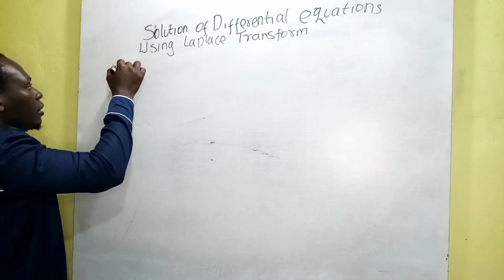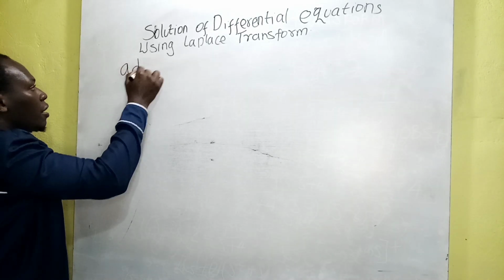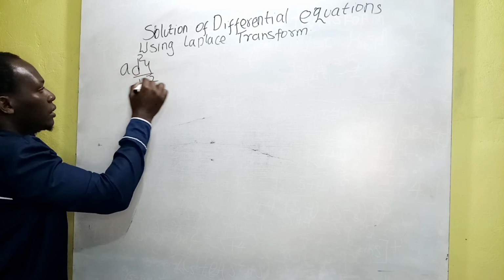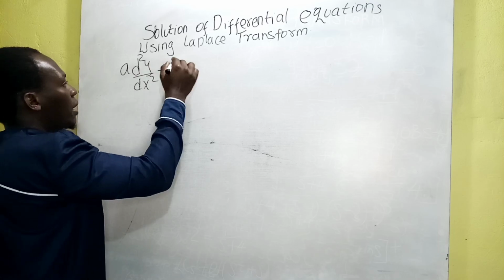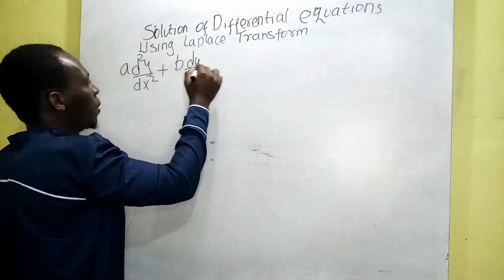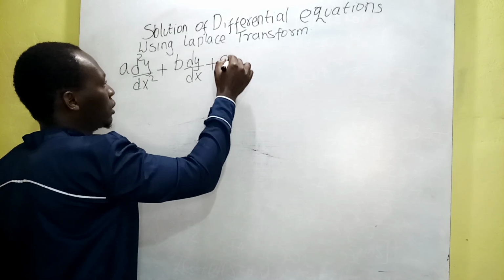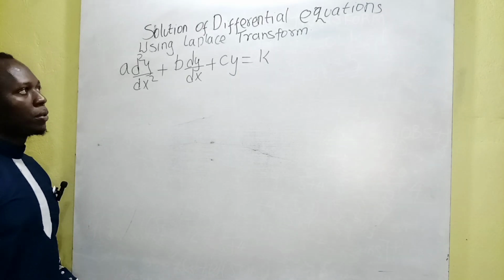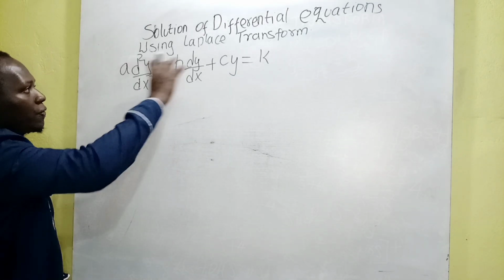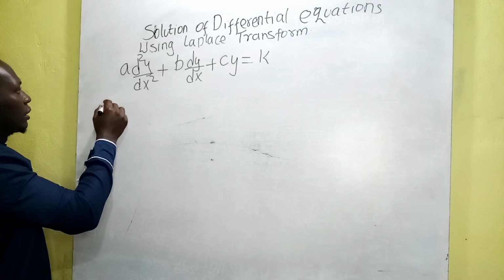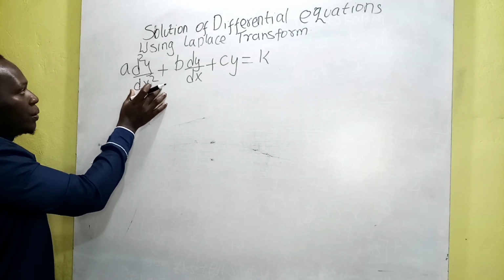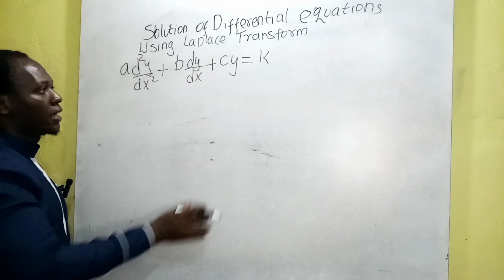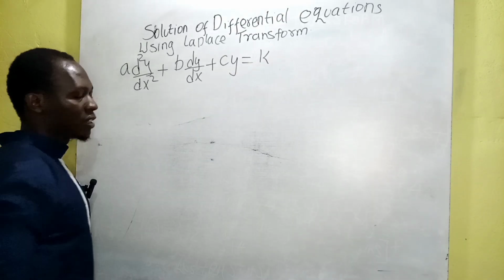When you've been given a d squared y with respect to dx squared, we add b dy with respect to dx, we add c y is equal to k, the first and most important thing that we need to understand when simplifying an equation like this one is that we must first get the Laplace transform of d squared y with respect to dx squared, the Laplace transform of dy with respect to dx, the Laplace transform of y, and the Laplace transform of k.